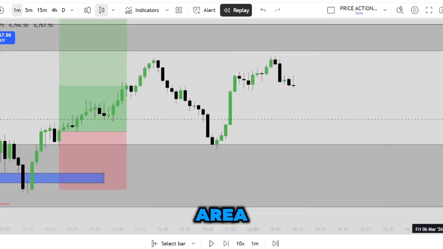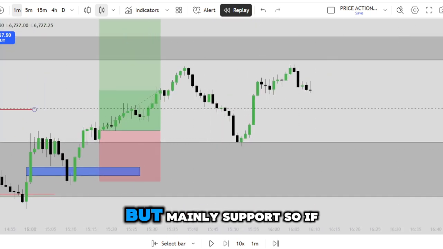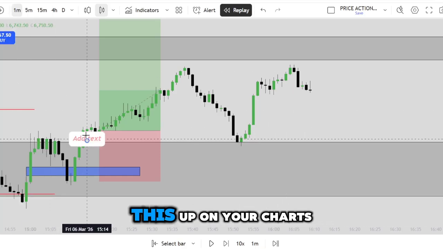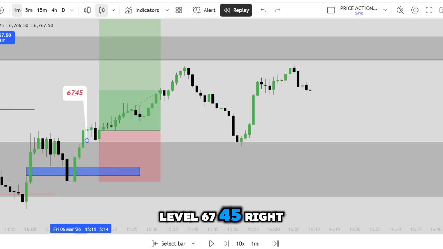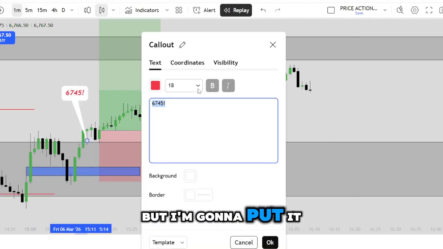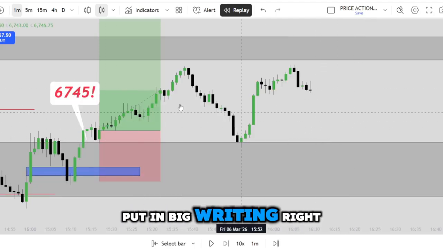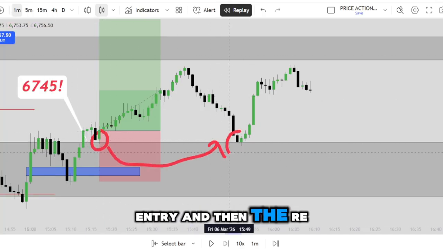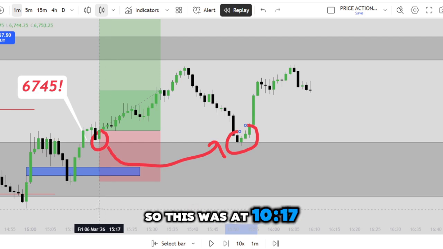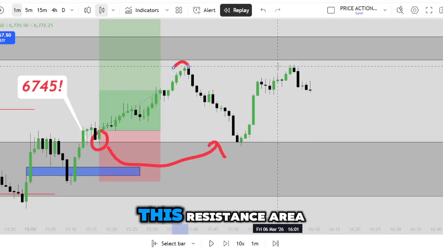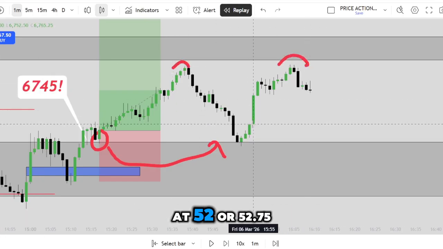So we tap into this area. This is going to be a lesson on support and resistance, I guess, but mainly support. If you're an ES trader, I want you to go to 67.45. I'll mark this up on your charts. Go and backtest this level, 67.45, just here, but I'm going to put it in big writing: 67.45. What you can see here is the entry, and then the re-entry over here. This was at 17 past 10, and this was at 53 past 10. This was a very fast-moving trade up to this resistance area. So again, the entry came at 52, or 52.75 it was.